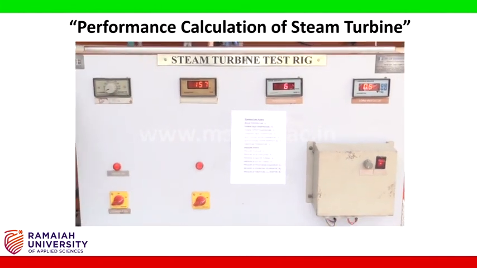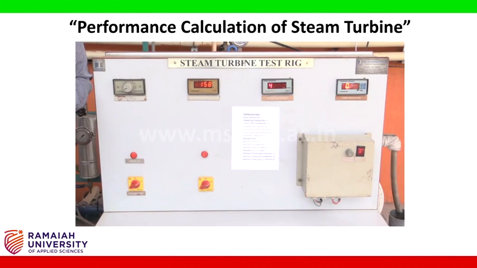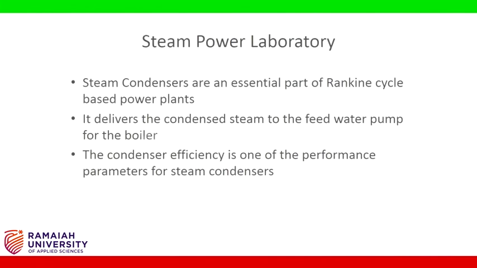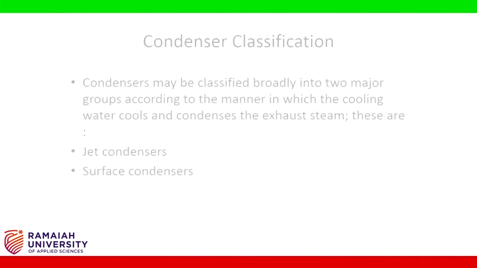This completes the turbine efficiency calculation. Now let us go to the condenser efficiency calculation. Let us discuss steam condenser efficiency. Steam condensers are an essential part of Rankine cycle-based power plants. It delivers the condensed steam to the feed water pump for the boiler. The condenser efficiency is one of the performance parameters for steam condensers.